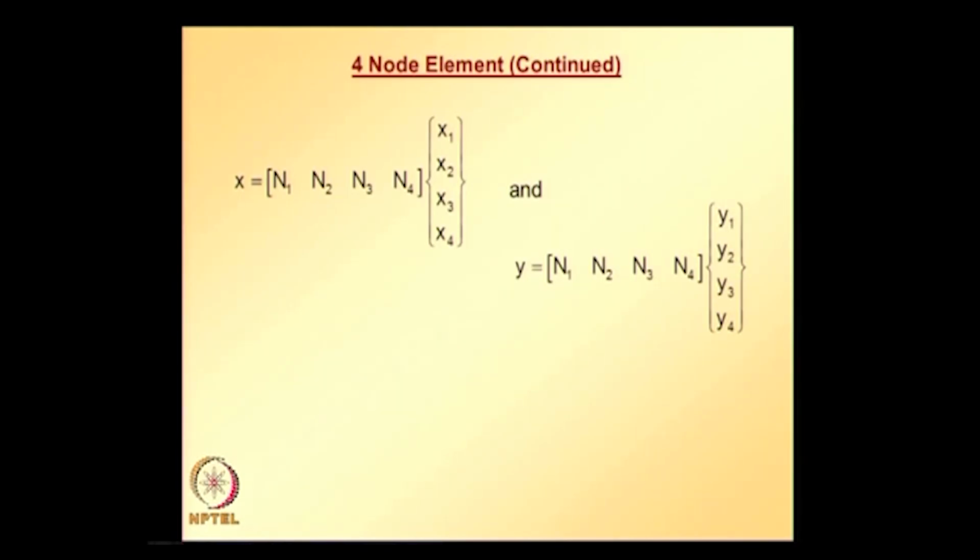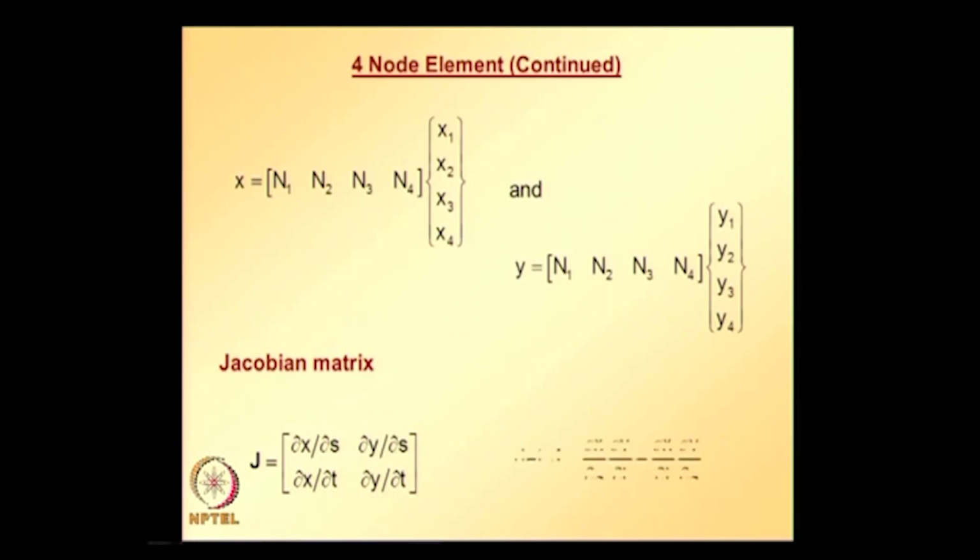and the determinant of the Jacobian. The Jacobian matrix comprises all partial derivatives of x with respect to s, x with respect to t, y with respect to s and y with respect to t. So, once we have these two equations we can easily find those derivatives. So, the Jacobian matrix is defined like this, and from here we can find the determinant of the Jacobian.